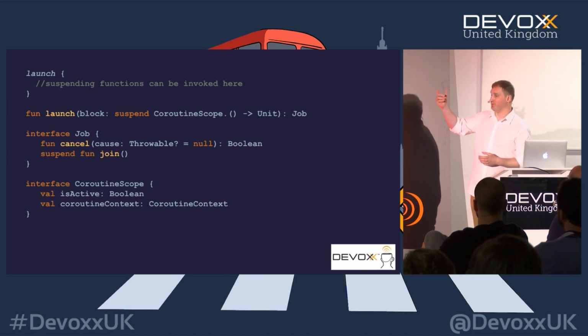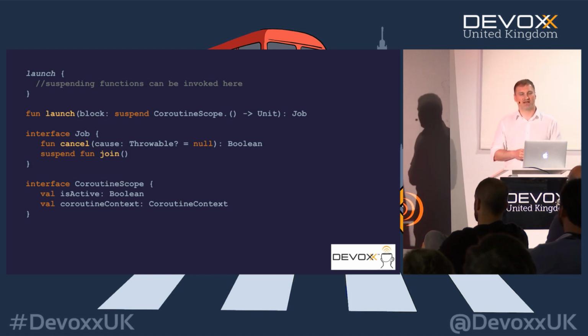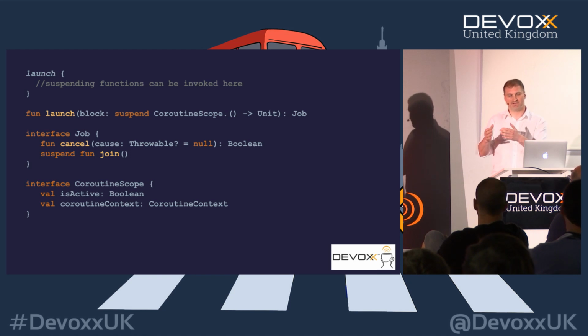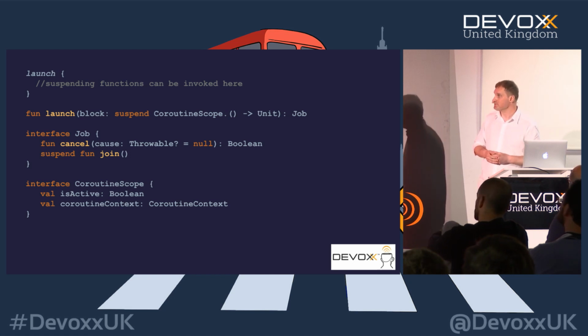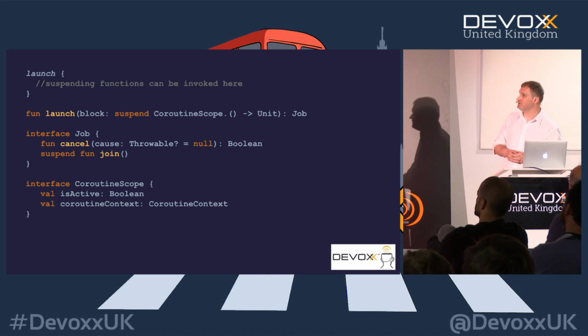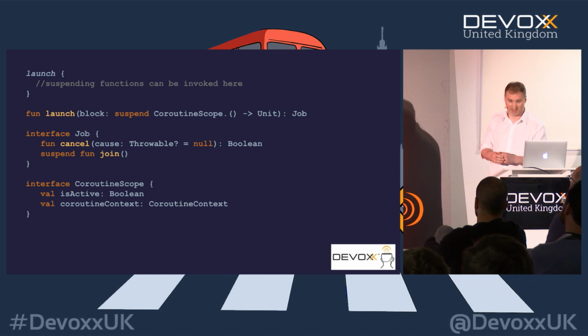and it returns a job. So a job is something which allows you to manage the life cycle of a coroutine. So you can, for example, cancel it, or you can wait for it to be finished. There are many things you can do with job. So let's try to use launch to invoke our mySleep function.